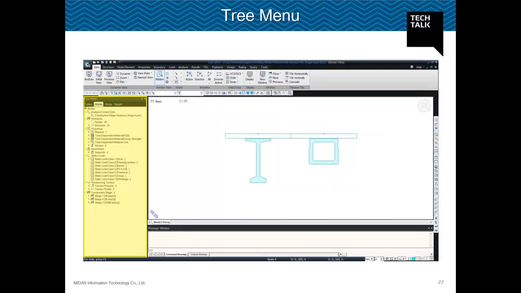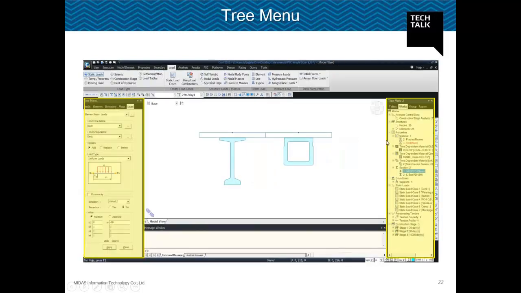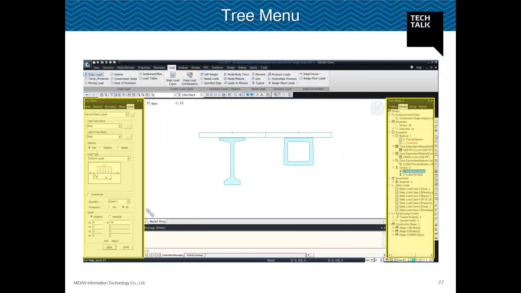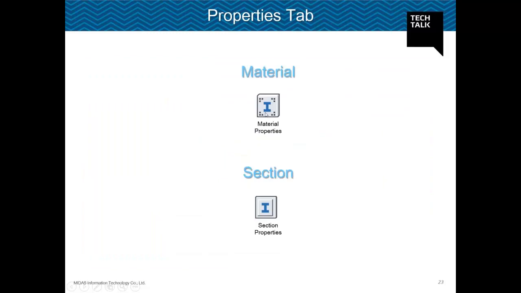To make it easy to select or activate a command, MIDAS Civil has a second tree menu. So now you visually see the model in the Works window, and you can apply all the actions from the tree menu. And now with this smooth interface, we have something that helps engineers to get started with their projects more easily. And that's nothing but the property that I'm talking about, the Properties tab.